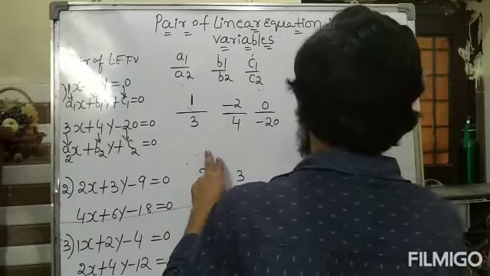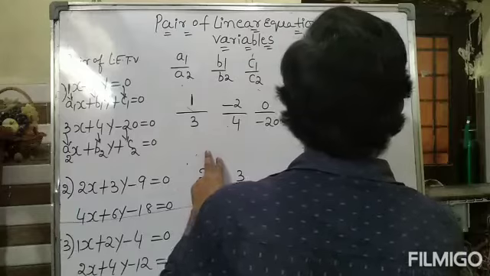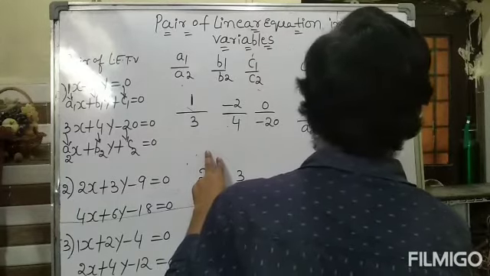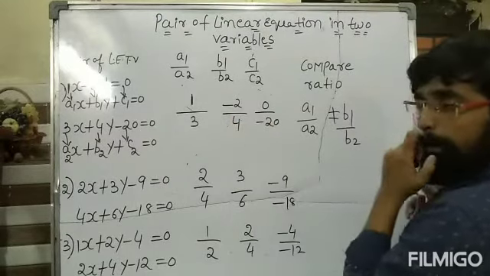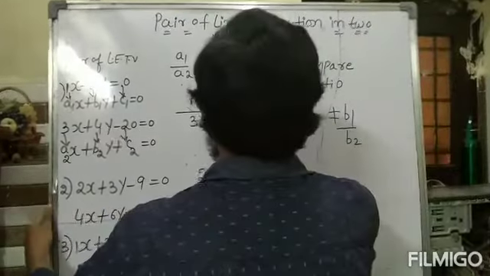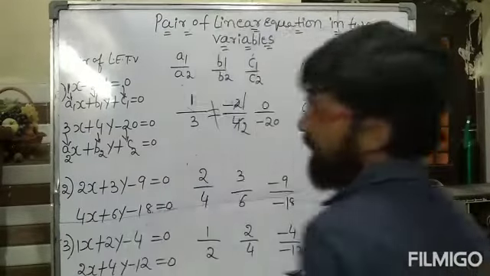A1 by A2 not equals to B1 by B2. A1 by A2, 1 by 3 is not equal to 1 by 4. Sorry, let's cancel 1 by 2. No, not equal. A1 by A2 is not equals to B1 by B2.